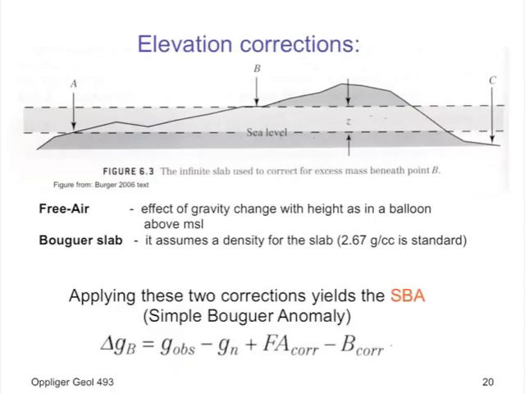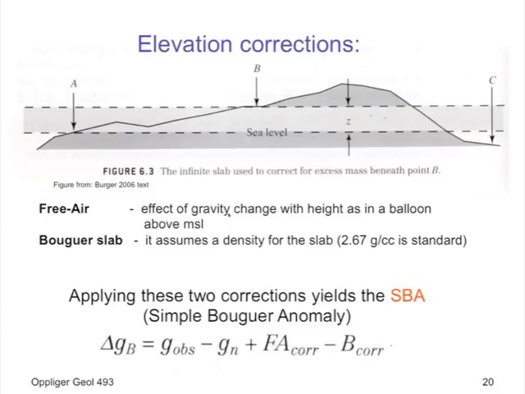Now, how does this go? We're going to add on the free air correction, because when we're up in that balloon, we're further from the center of the Earth, so r is greater, and r squared is greater. The acceleration is divided by r squared, so we get a smaller acceleration, a smaller measurement when we're up in the air above our datum. So if we're located above the datum, we want to correct back to the datum, which means we've got to add.